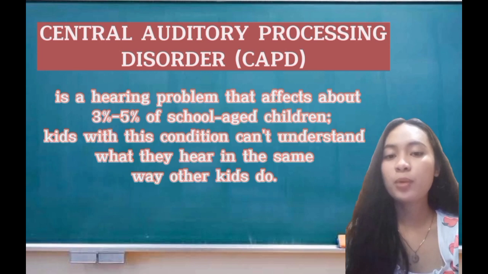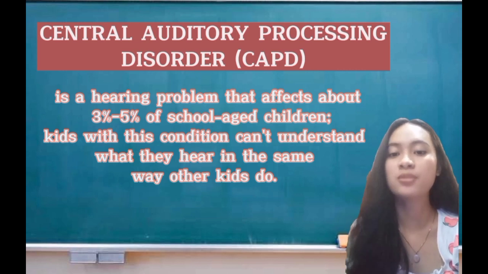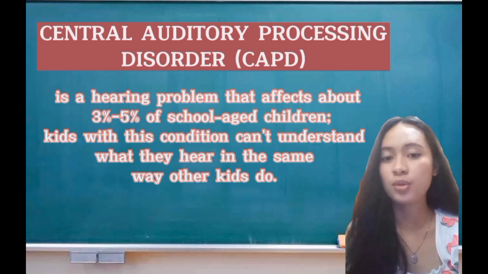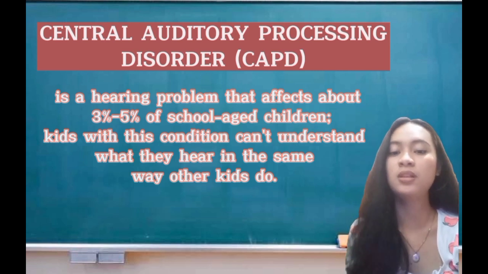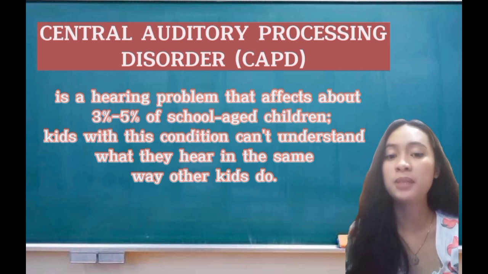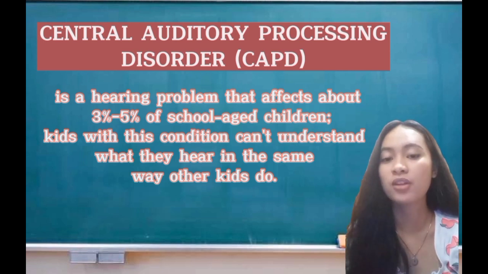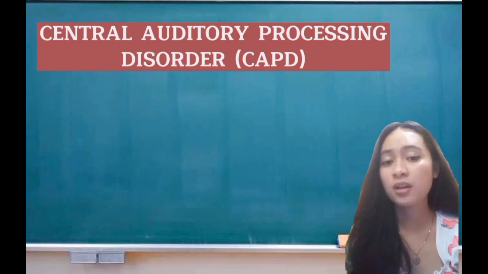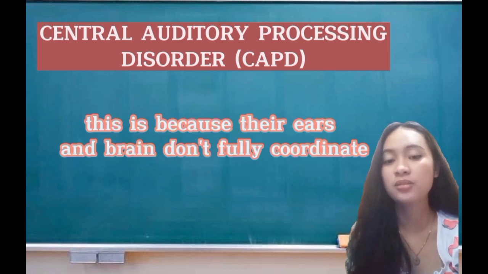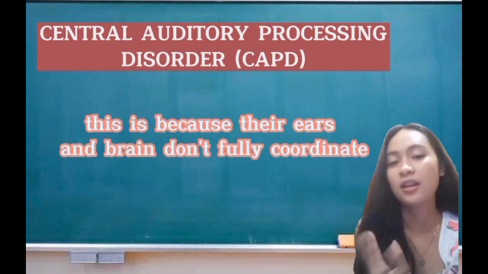Auditory processing disorder is a hearing problem that affects about 3% to 5% of school-aged children. Kids with this condition, also known as Central Auditory Processing Disorder, or CAPD, can't understand what they hear in the same way other kids do. This is because their ears and brain don't fully coordinate.